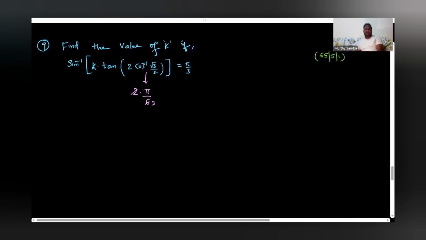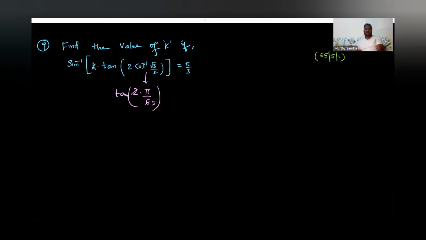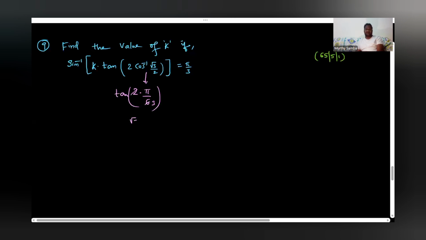And before that, you have tan, correct? So this is tan of pi by 3. What do you mean by tan of pi by 3? Tan 60 degrees. Tan 60 is equal to root 3, right? So it is root 3 into k, and the sine inverse is already there. So sine inverse of k root 3 is equal to pi by 3.